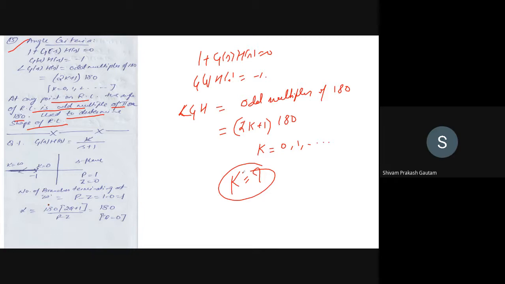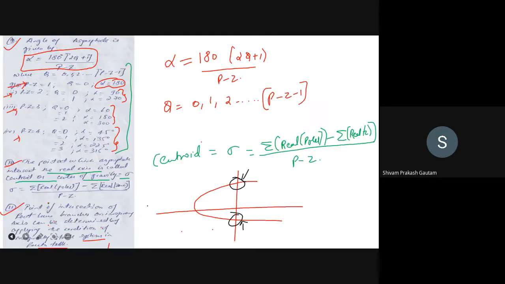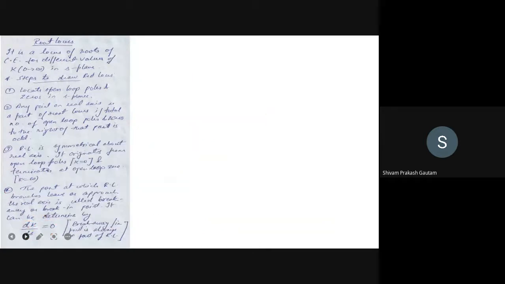Now since we have seen all the steps, I will just recollect the various steps that we have gone through before jumping into the solved examples. So let me just clear the slides. Okay, so what we have seen so far is that we are studying the root locus technique. It is drawn for the gain K equal to 0 to infinity, as you can see.